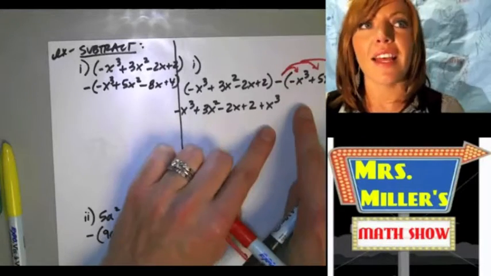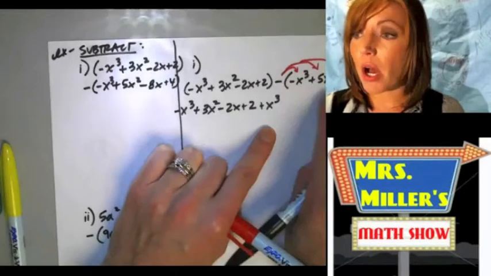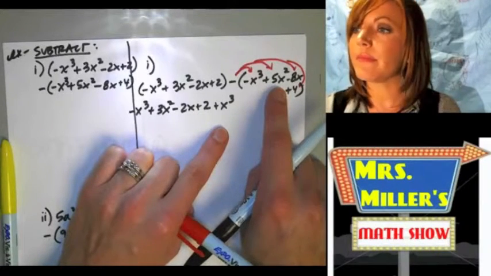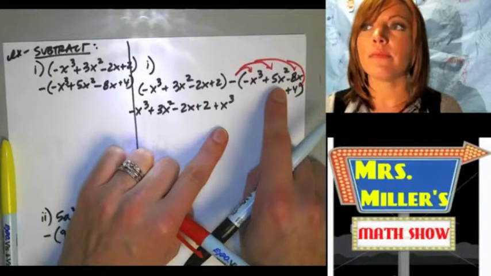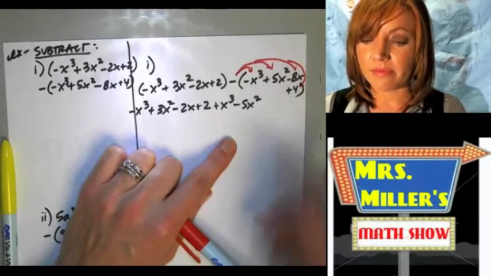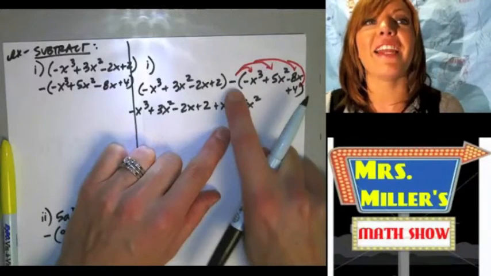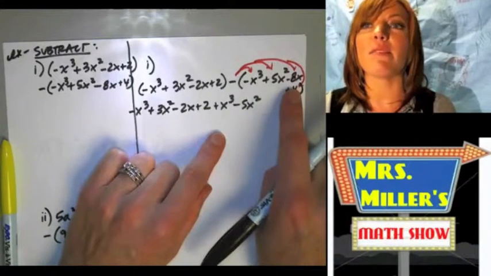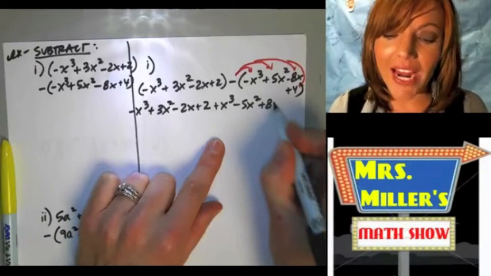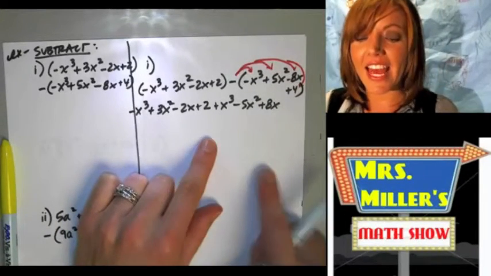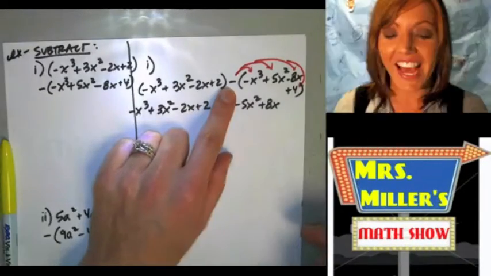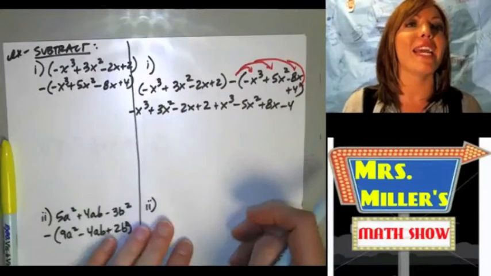Okay. A negative times a positive 5x squared comes out to a what? Aiden? Negative. Negative 5x squared. Give it up for Aiden again. Okay. Negative times a negative 8x comes out to a positive 8x. All right, everybody give it up for Aiden. Okay. Then, a negative times a positive 4 is a negative 4. All right, everybody give it up for Aiden to the 4th power.